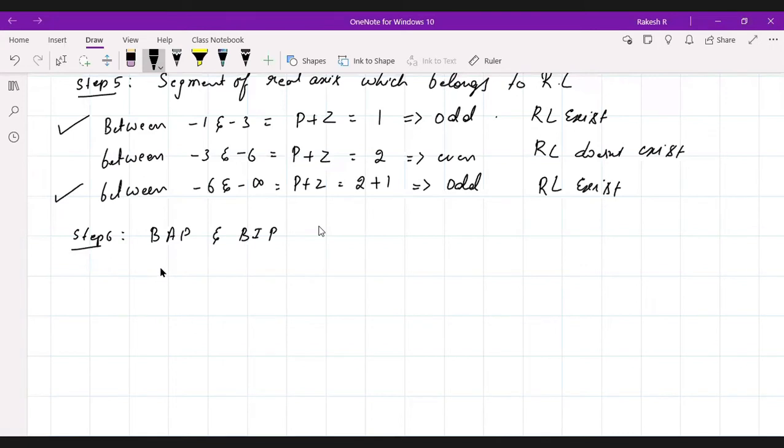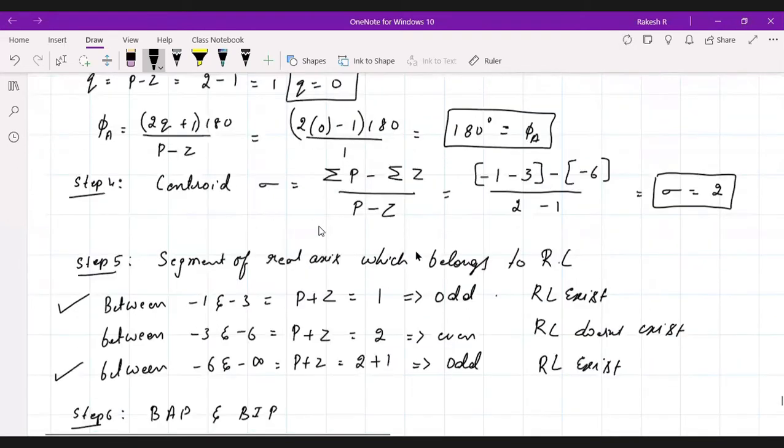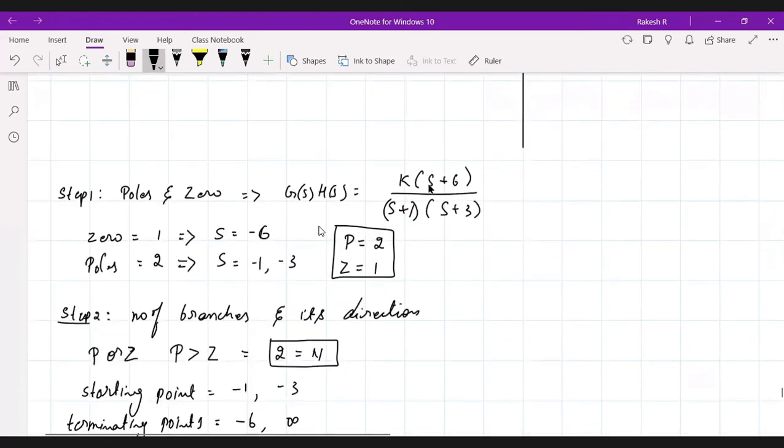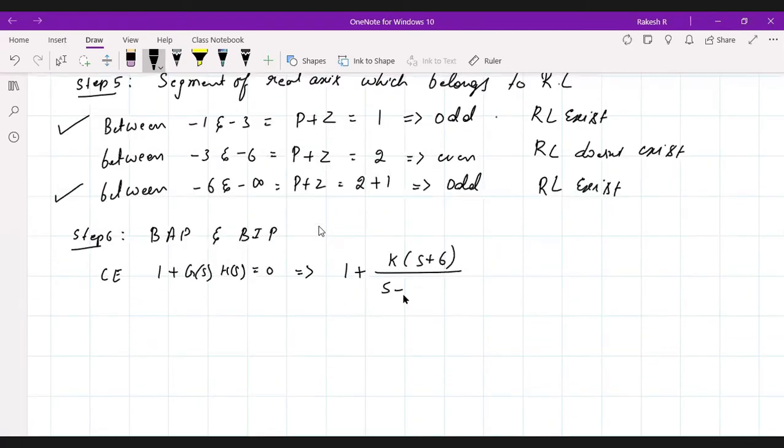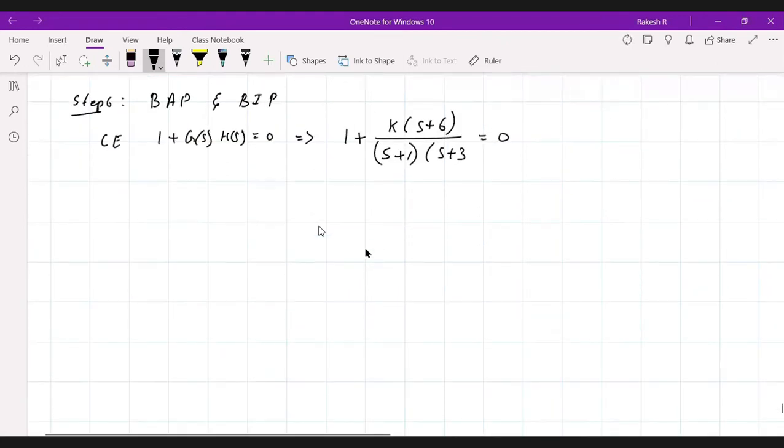So for this, the equation is given by 1 plus G of s into H of s equals 0, right? Here 1 plus G of s into H of s is given by K into s plus 6 divided by s plus 1 into s plus 3. This is the characteristic equation, right? First, we shall solve the characteristic equation.